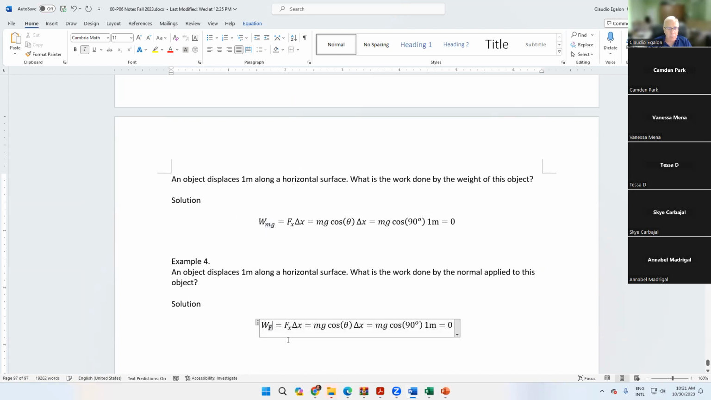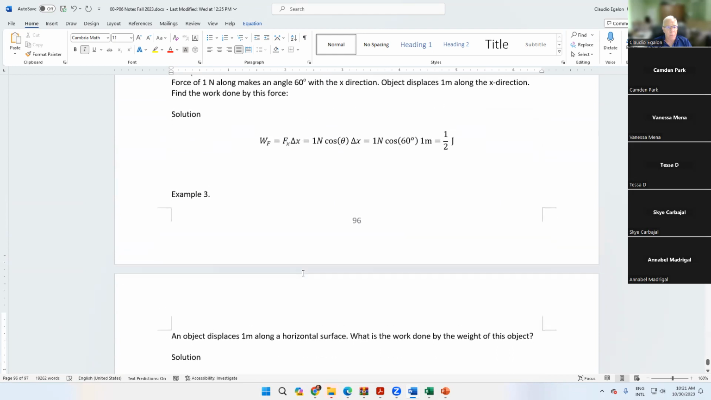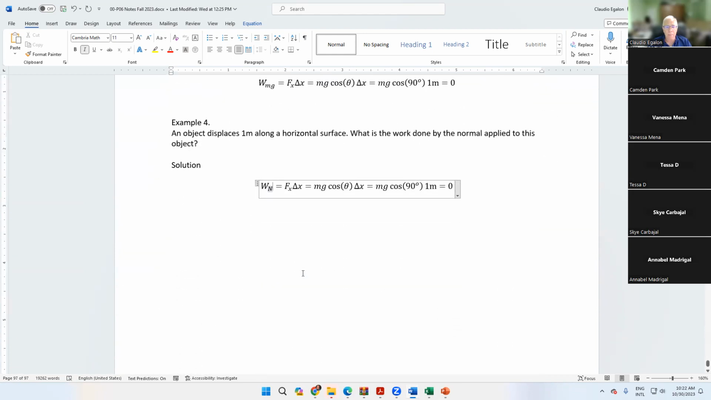This force here is going to be the normal force. I'll put N, subscript normal. And I'm not even going to put mg, I'm going to put N, in a more generic way. But because cosine of 90 degrees is 0, I don't have to know what the value of the normal is.